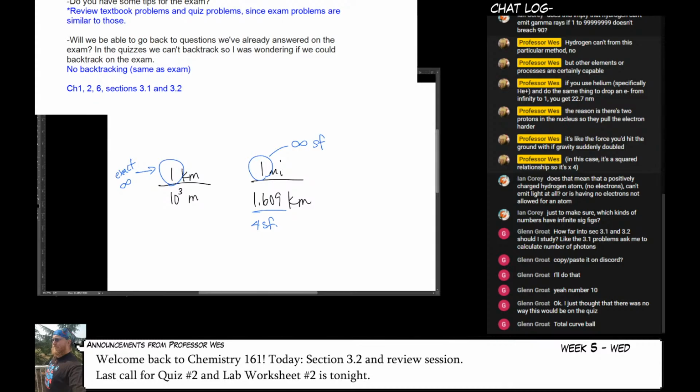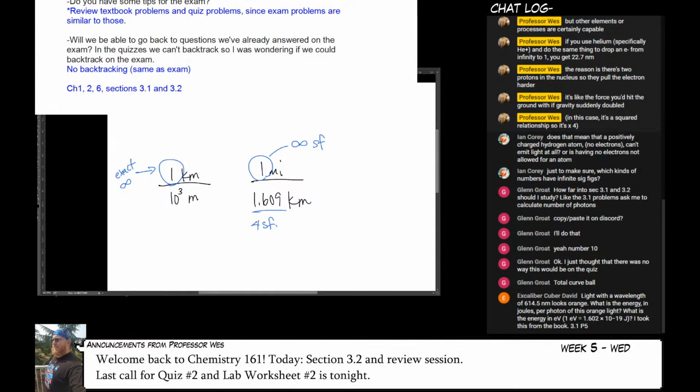Other questions. Let me check the Discord again real quick. Oh, I should probably type in the Discord. So, that question won't be on the exam. It uses stuff from chapter 9. Fortunately, I can explain why the textbook does that. It's not an answer that I like.